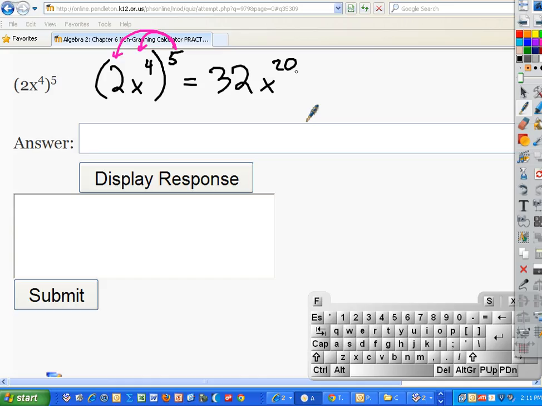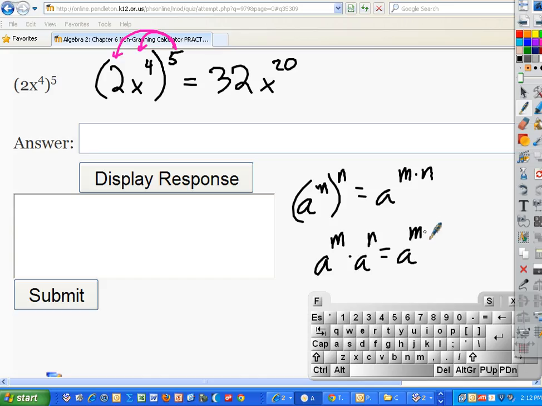Okay, so what I mean by that is, here are the rules. We're just showing an example where you would add. a to the m to the n would be a to the m times n. a to the m times a to the n would equal a to the m plus n. Okay, right? So parentheses make a difference. Yeah, right. Because we're taking a power to a power. Yeah. Okay.